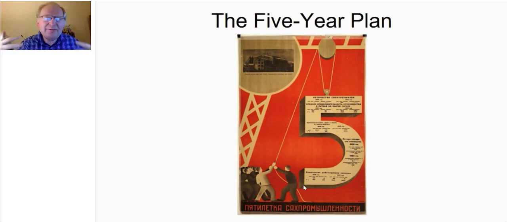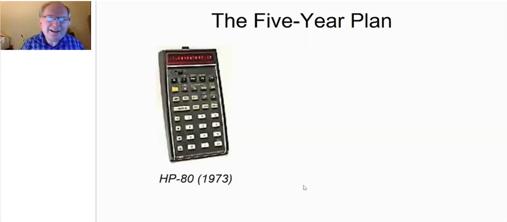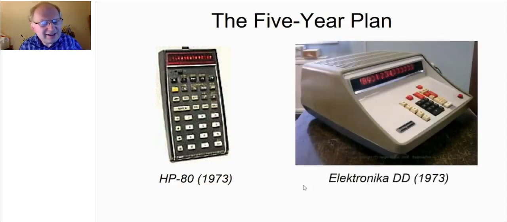all Soviet economy worked on these plans where you predict a fixed objective and then you go for it. And so here is an example I like to show. This is the HP calculator in 1973, and this is the Russian version of it, the Electronic DD from 1973 also. And the socialist calculators are the biggest calculators. Basically it's like a cash register.